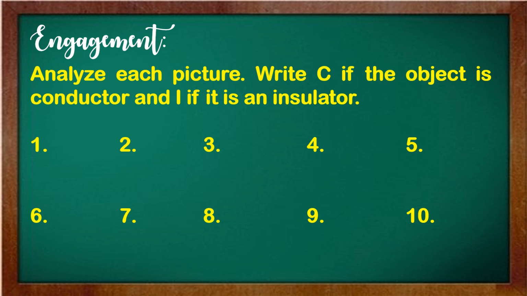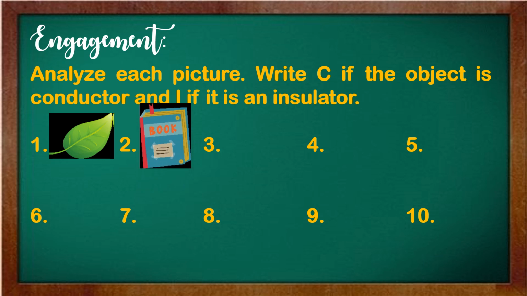So let's analyze the pictures. Write C if the object is a conductor and I if it is an insulator. So we have number 1, a leaf. Is that C or I? Okay, that's right. It's letter I. It does not allow electricity to pass through.